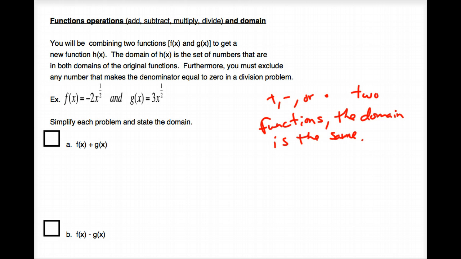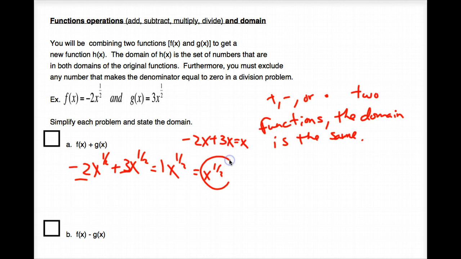So A, here's all we got going here. We're going to add the two functions. This is actually no different than -2x plus 3x, which I'm confident you know is x. So what is x in this problem? It's not x, it's actually x to the 1/2. You could say 1x to the 1/2, but all you have to do is add the -2 and 3. Well, they turn into 1. And the x to the 1/2 stays the same.